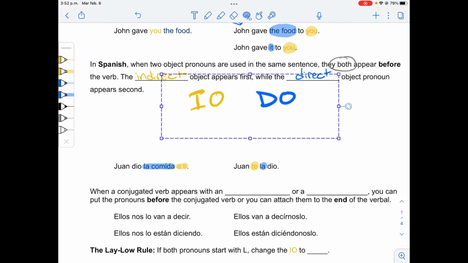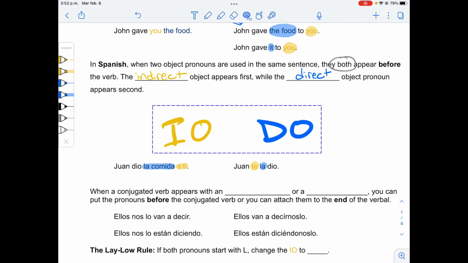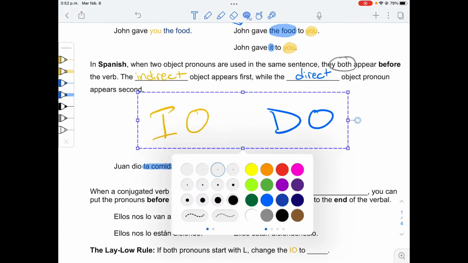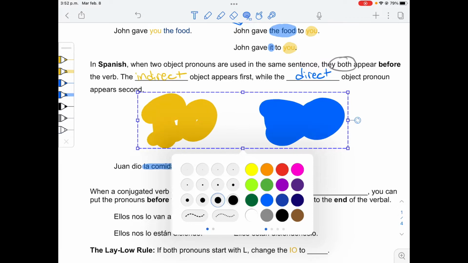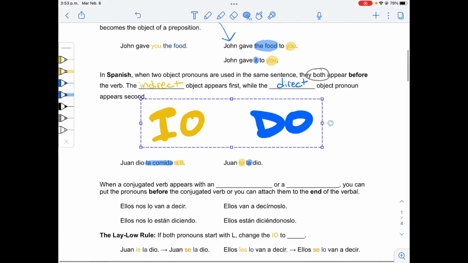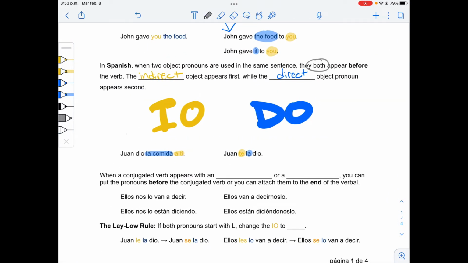But take that. Make it really big, because that is the key idea of the day. So write that ginormously in your notes. Write it real big. That's your key idea. Indirect object followed by direct object. Love it. Memorize it. That's your life. Indirect object goes first. Direct object goes second. Cool, right?